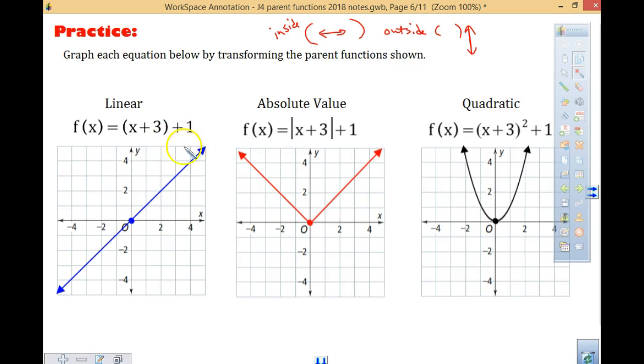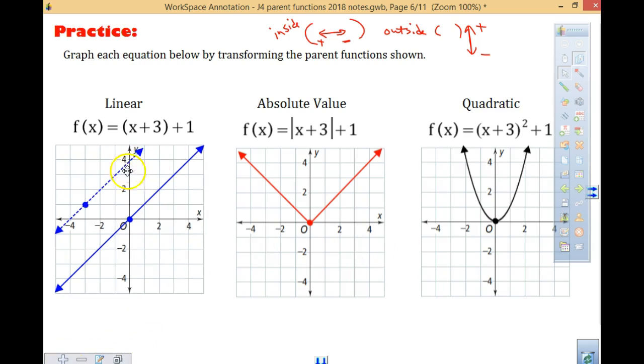Now, in linear, does it really matter that much? No, but it's kind of telling us move the vertex over which way when it's +3. So positive is to the left, right? Negative is to the right. But here, positive is up, down. So please graph that first one for me. I'm going to wait for you.